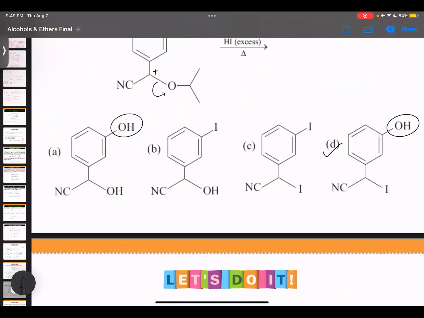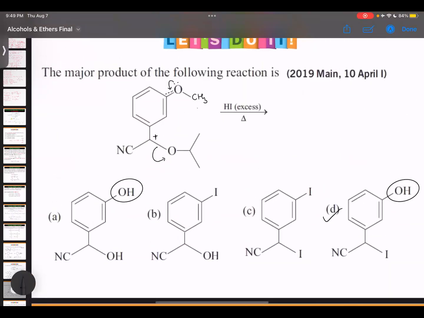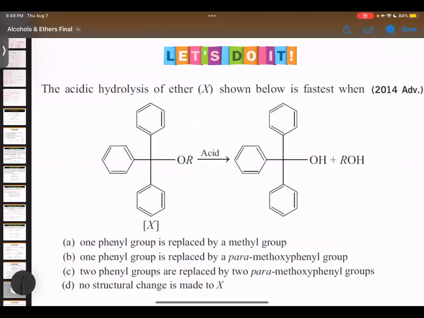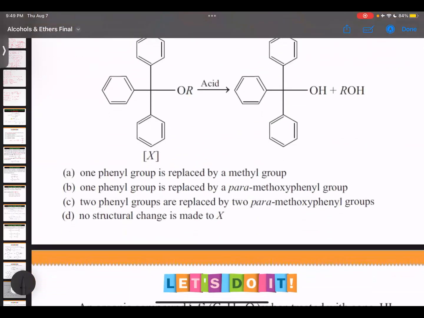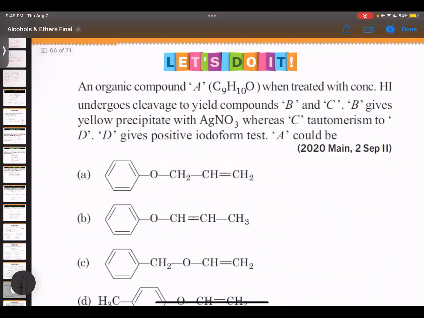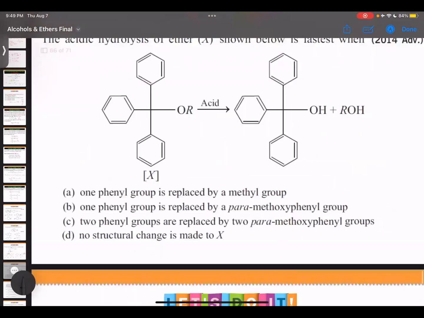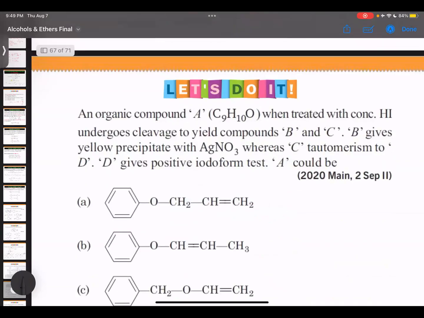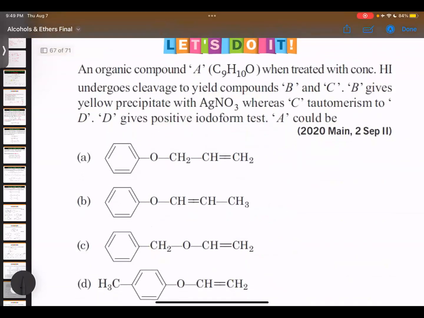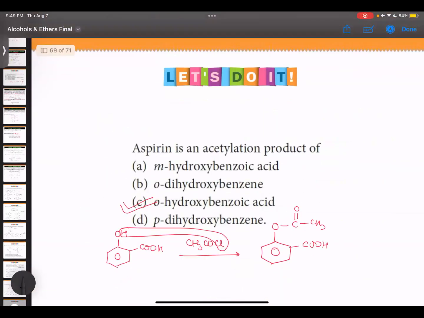Okay. But so the structure is a little bit changed, right? So this you can leave because that is from the advanced, so no need to do that. Okay, that's one. So this is the same question.